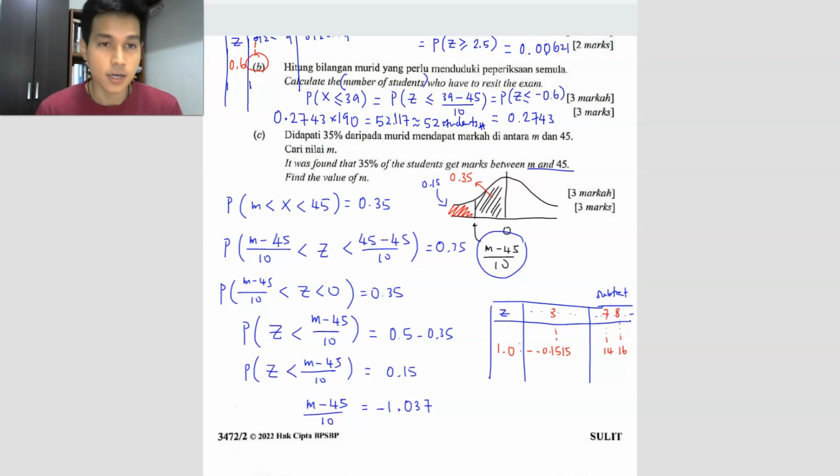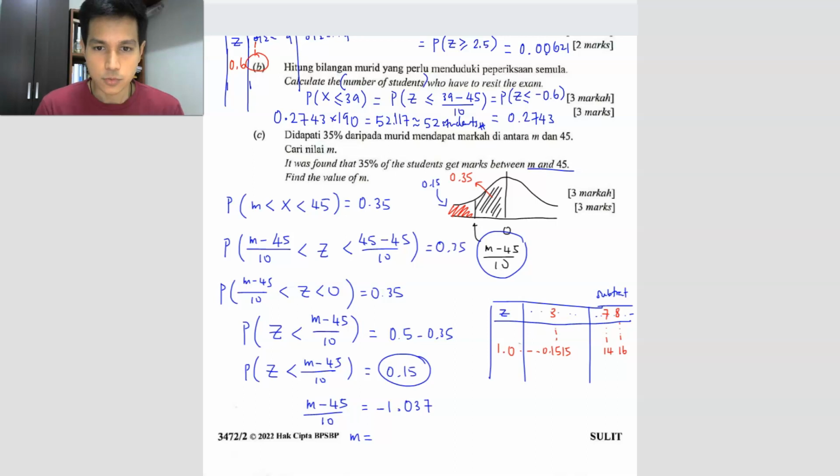Now if you're using the calculator, it's very straightforward. Just key in 0.15 under the area region, and then your mean and standard deviation, make sure you put 10. Then you can solve already. So coming back to this, just rearrange, bring the 10 to the top and then bring this to the other side, it becomes positive. So you should get your answer straight away.